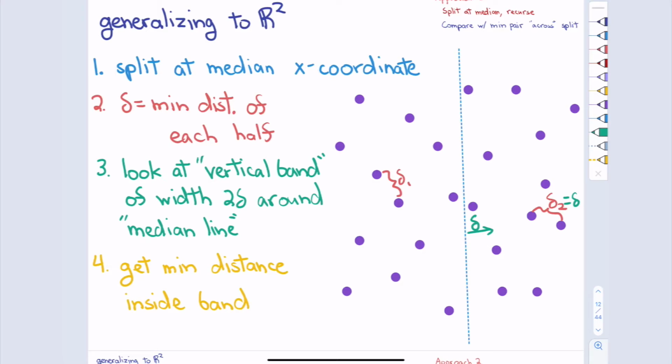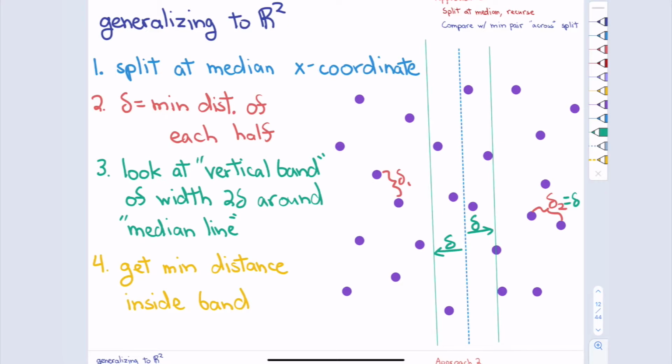And I'm going across the middle. Okay, so I can kind of imagine a vertical line like that. Okay. And likewise here, there's no reason to go further than delta if I'm just trying to get the minimum distance across the middle. Okay, any point that's further to get across has to at least already go distance delta, where delta is the minimum found on either side.